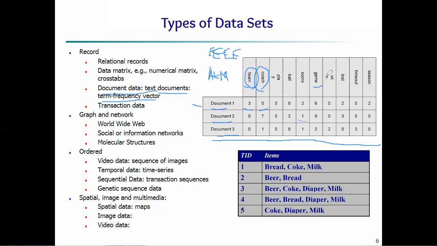I hope everyone is clear on that part. How many times is game present in document 2? That is 0 times. The game keyword is present in document 3 two times. Likewise, we are representing document data in the form of a matrix. I hope everyone is clear.